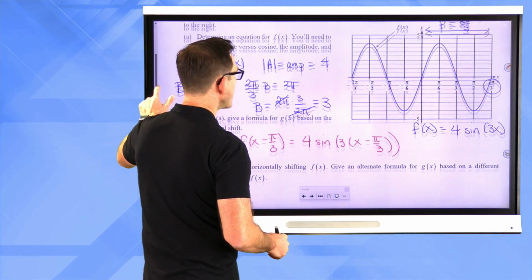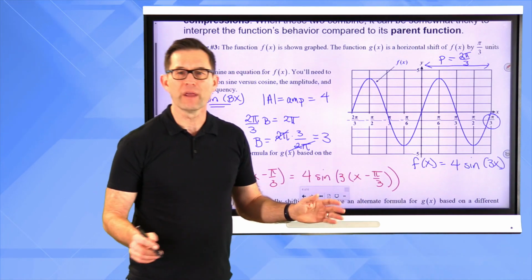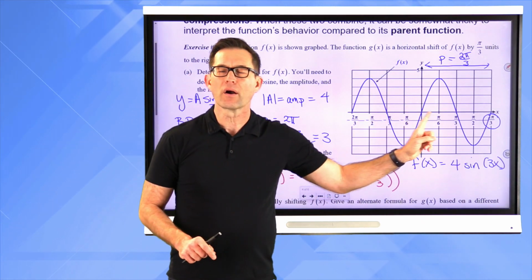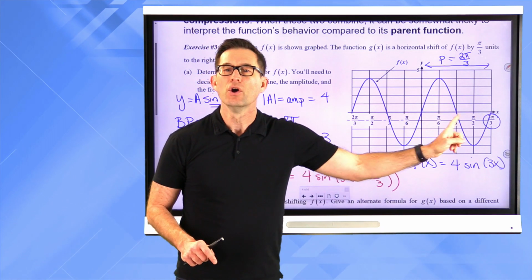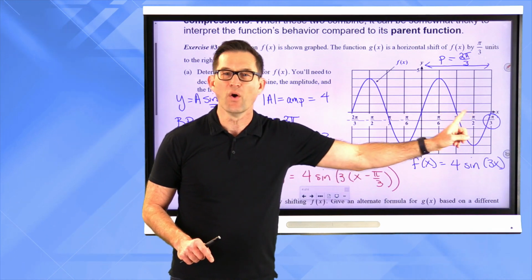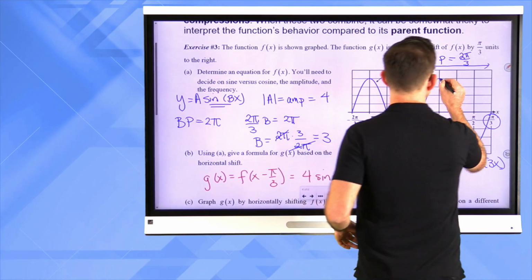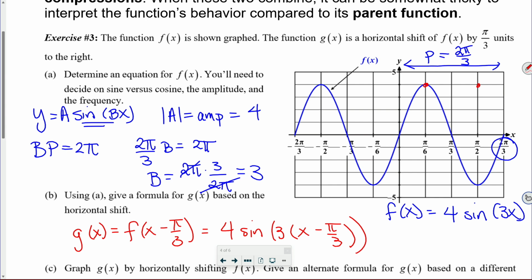Here we go. I just want to shift it pi over 3 units to the right. Now our x-axis is scaled in terms of pi over 6, so it's actually 2 units over that we're going to shift. So I'm going to take this and move it 1, 2 over here. This guy is going to go 1, 2 over here. This one, 1, 2 over here, etc. This one, 1, 2 to here, and 1, 2 to here.